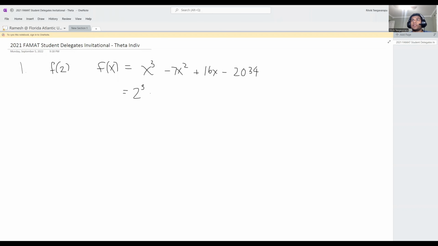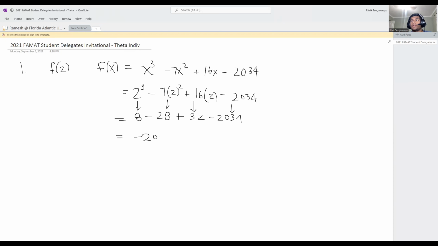It's just resulting in 2 cubed minus 7 times 2 squared plus 16 times 2 minus 2034. This gives us 8 minus 28 plus 32 minus 2034. We can double check that really quickly. 2 squared is 4, 7 times 4 is 28. 16 times 2 is 32, and negative 2034.